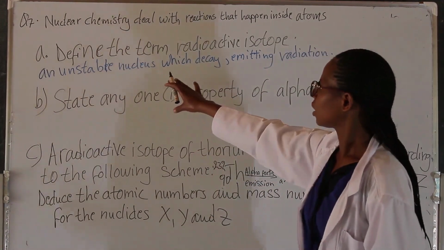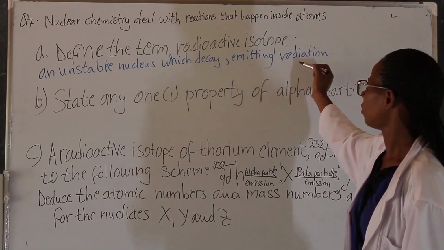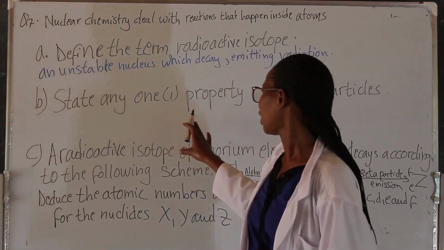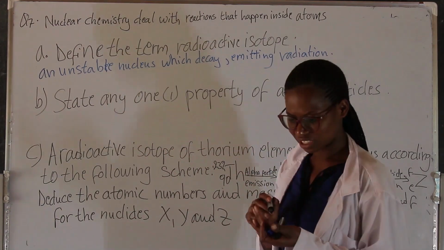Means during decaying, it can emit those radiation. Number B, state any one property of alpha particles.